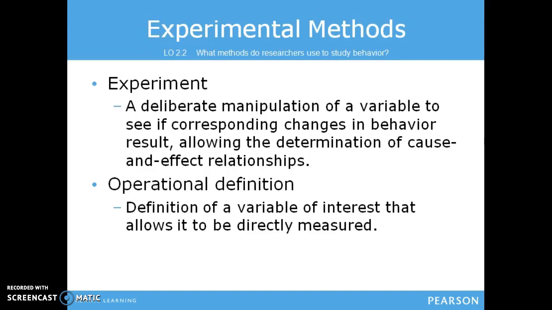Operational definition. Let me skip back a second. The really great thing about an experiment is that it can determine cause and effect relationships.